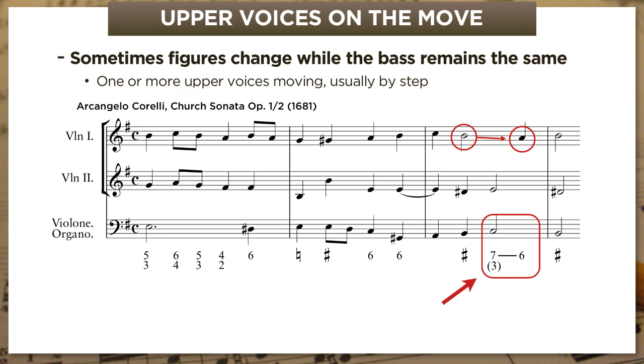So I'll put that here in parentheses since Corelli could have put it in. And once again, more modern editors might want to put a line here that extends all the way under the 6 to show us that that 3rd above the bass is held the whole time while the other voice moves from a 7th to a 6th above the bass.